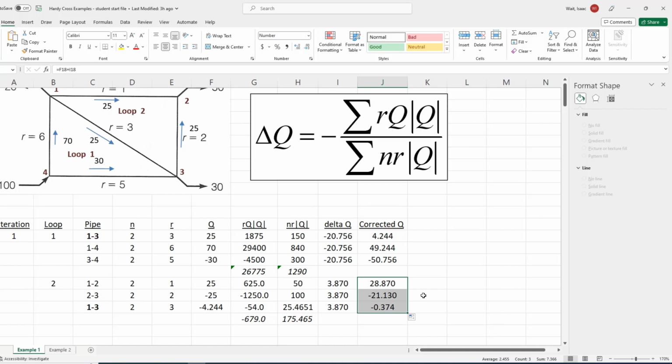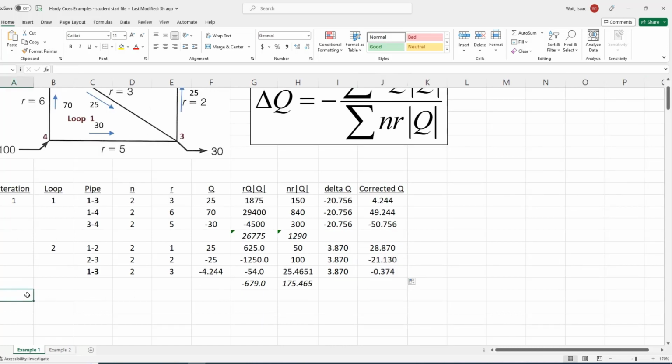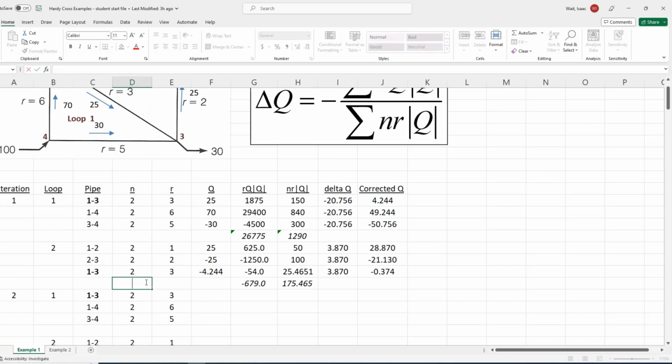Now we're going to start on our second iteration. So let me just type over here iteration 2. And aside from that, I'm going to copy all of these details about the system. So Control C. I'll just paste that, Control V. So all of the naming stays the same. The n values stay the same. And for this example, we're saying that the r values are the same.